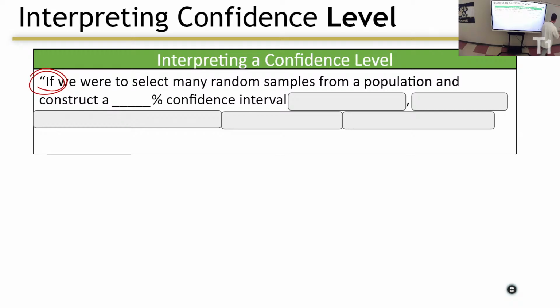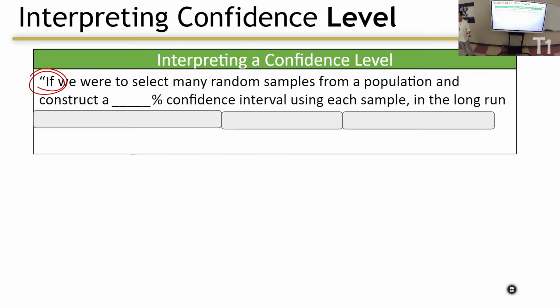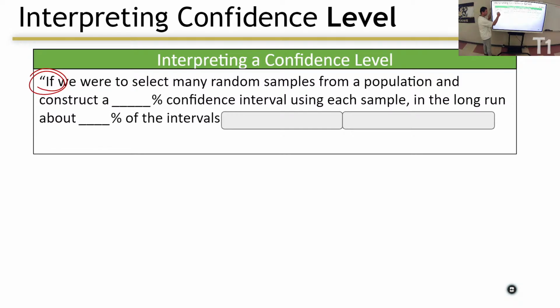If I did this over and over again, and I constructed many, many of these intervals, using each sample, in the long run, over time, this is something this book likes to say. I don't say it enough, but that deals with the probability. Now we are talking about probability. This is the key sentence right here.